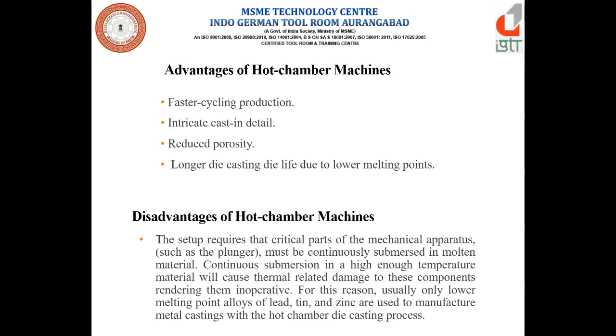Second, die life is improved in this because we are already using low melting point material in this process. So the overall die life will improve.